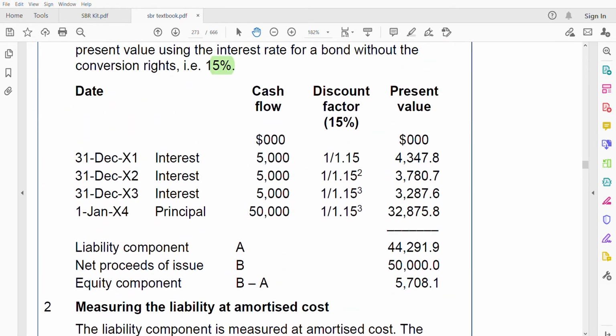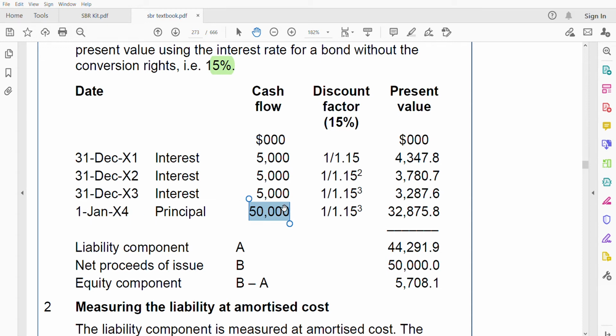These are in millions only, because they're dropping down the zeros. 5,000 means 5 million. So interest will be 5 million, 5 million, 5 million for the 3 years. In the fourth year, which is 1st of January 2004, the next day after 31st December 2003, you will be receiving the principal amount, 50,000. Or you can even write the same date, 31st December 2003.